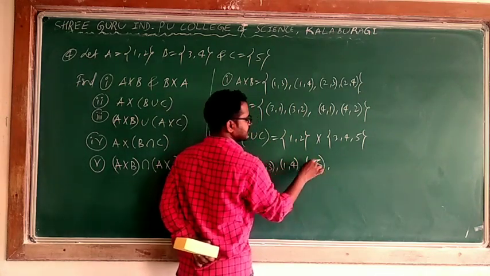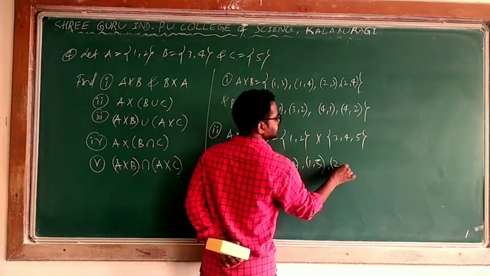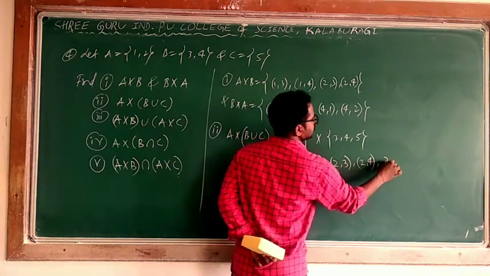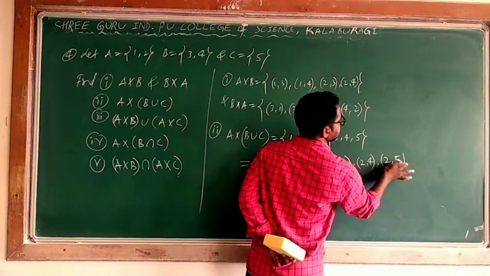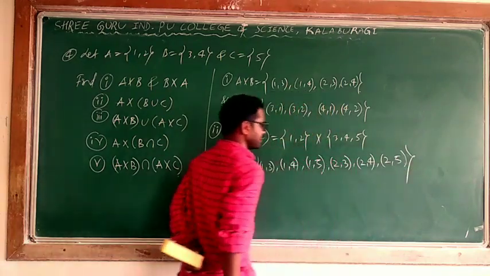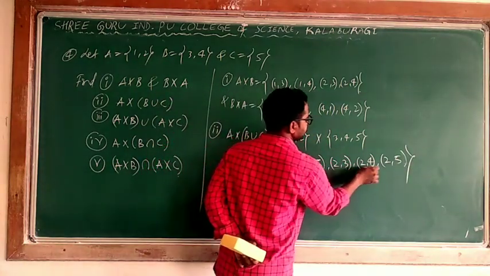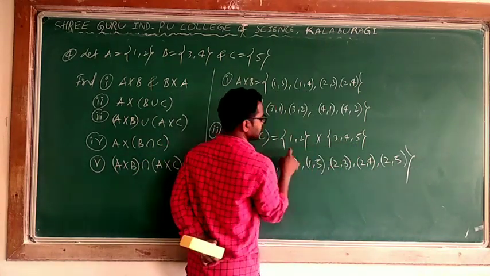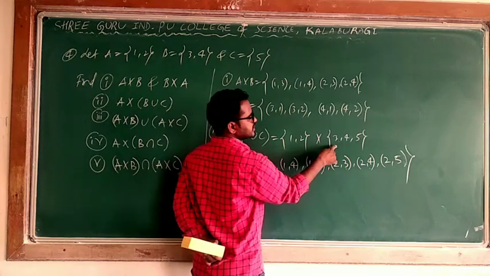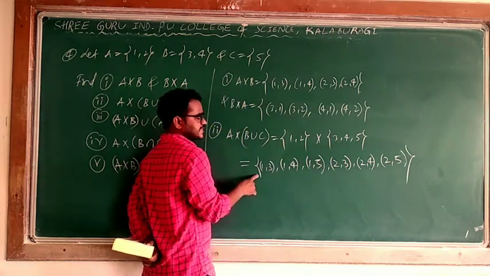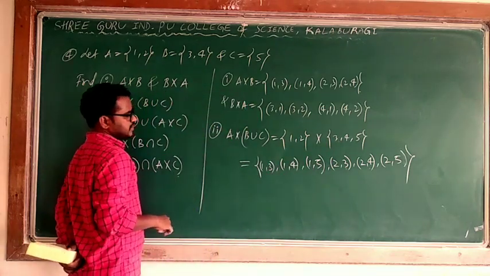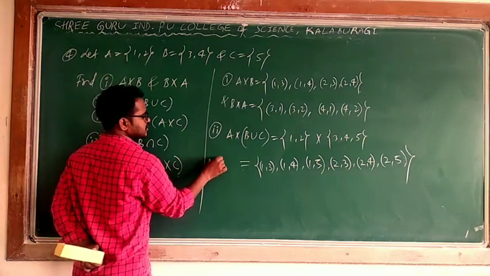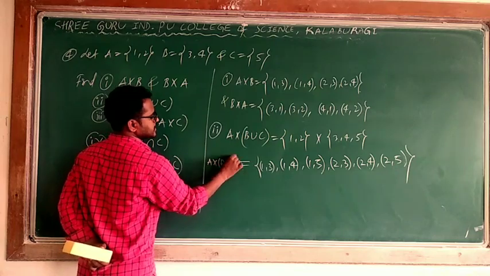Then next I can say 2 with 3, 2 with 4, 2 with 5. These are the required ordered pairs: 1, 2, 3, 4, 5, 6. Because this has 2 elements and this has 3 elements, 2 into 3 means we will get 6 ordered pairs. So A cross (B union C) is the required thing.